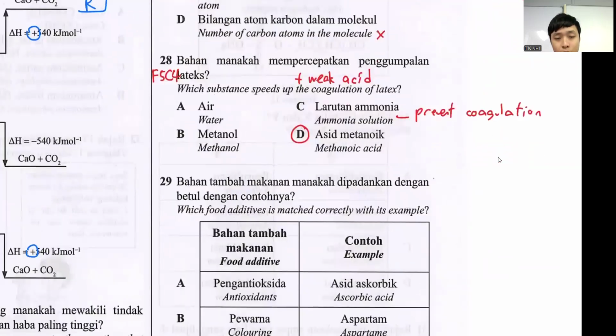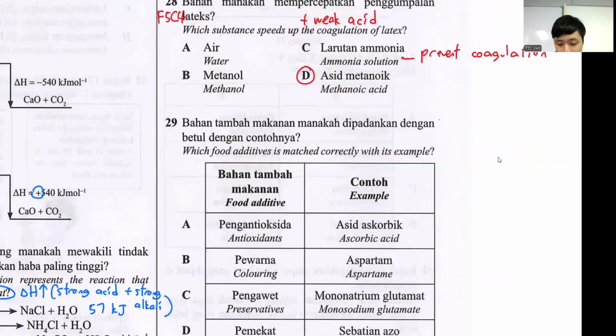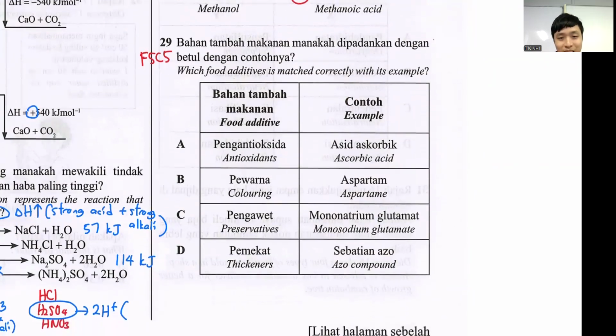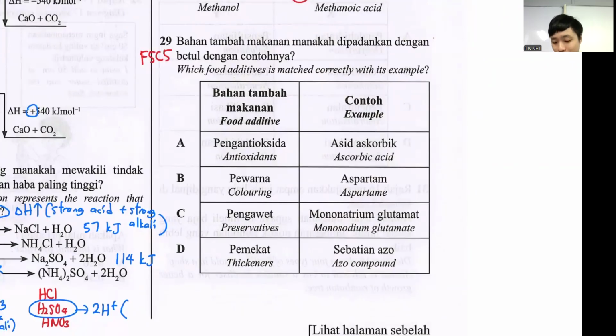Okay, question 29. This one is Form 5 Chapter 5. Which food additive is matched correctly with this example? Now I know you all haven't learned this, but I will also talk about it because I need to post this on YouTube. So it's food additive, 5.3.